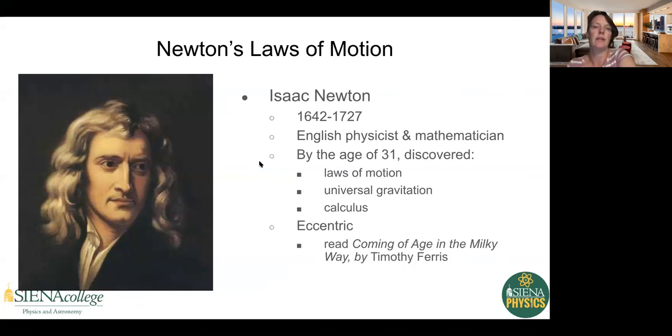Isaac Newton was born in 1642 and he died in 1727. He was an English physicist and mathematician, and by the age of 31, he discovered the laws of motion, universal gravitation, and calculus. He was quite eccentric, and if you want to know more about him, you can read the book called Coming of Age in the Milky Way by Timothy Ferris. It's written for the layman, so you don't have to know a lot about physics or the scientists at the time. I've heard it's really an interesting read and a fun read, not too heavy.